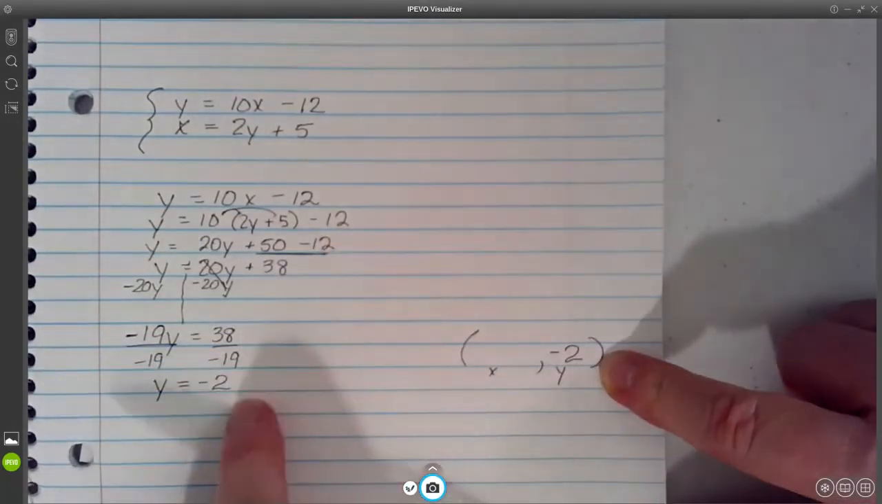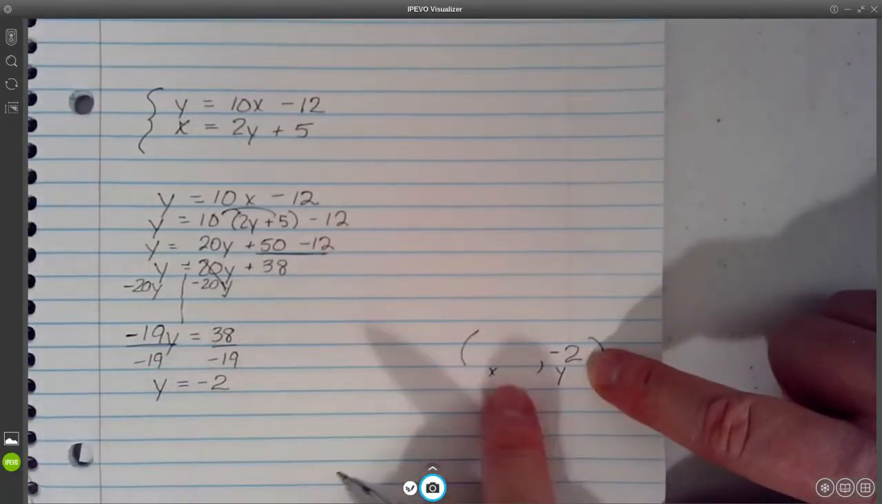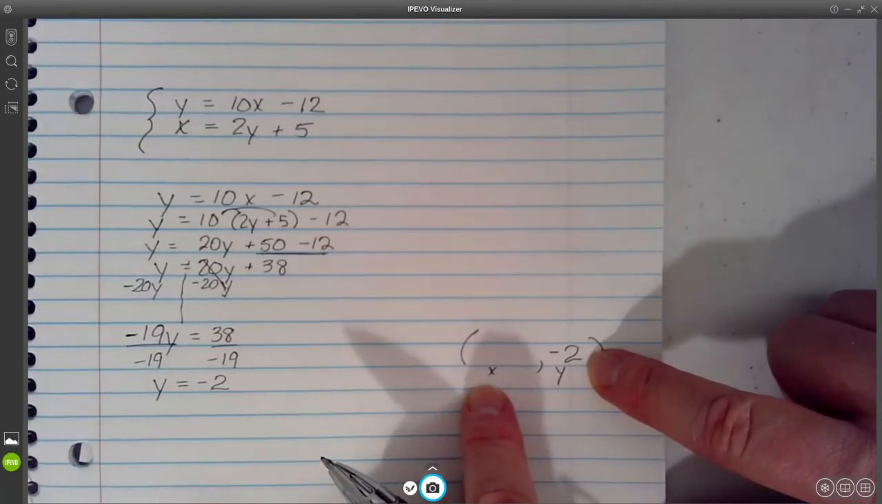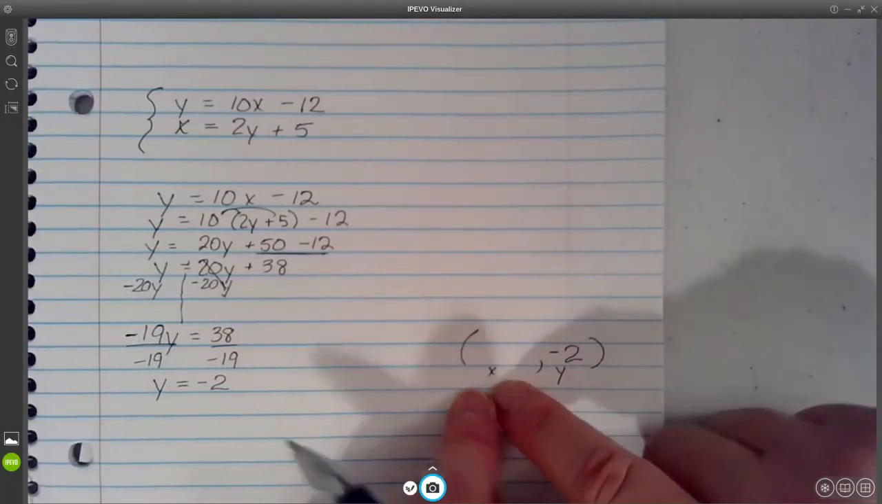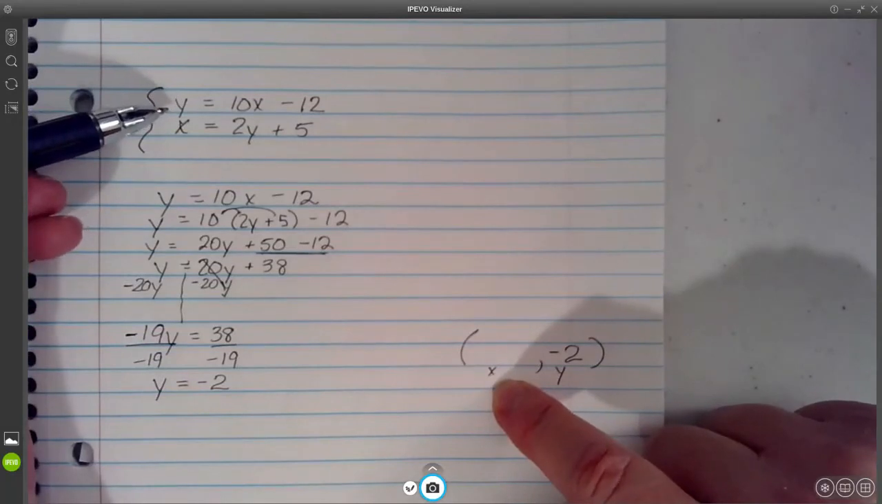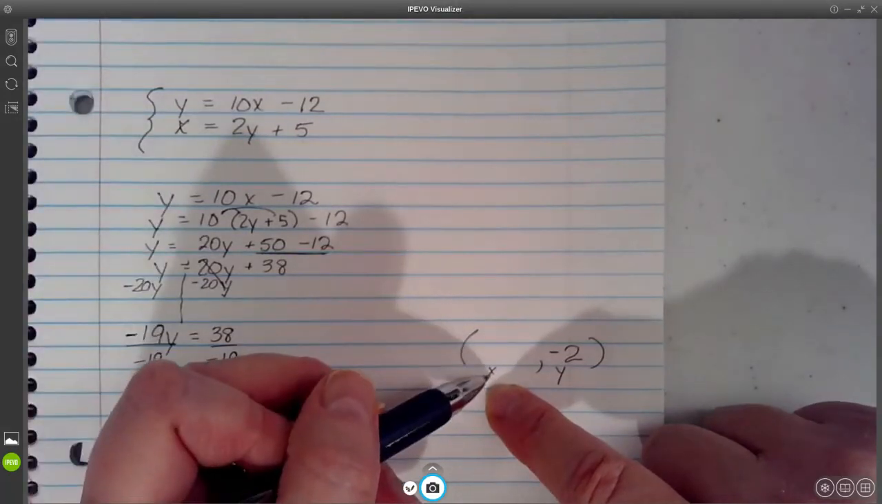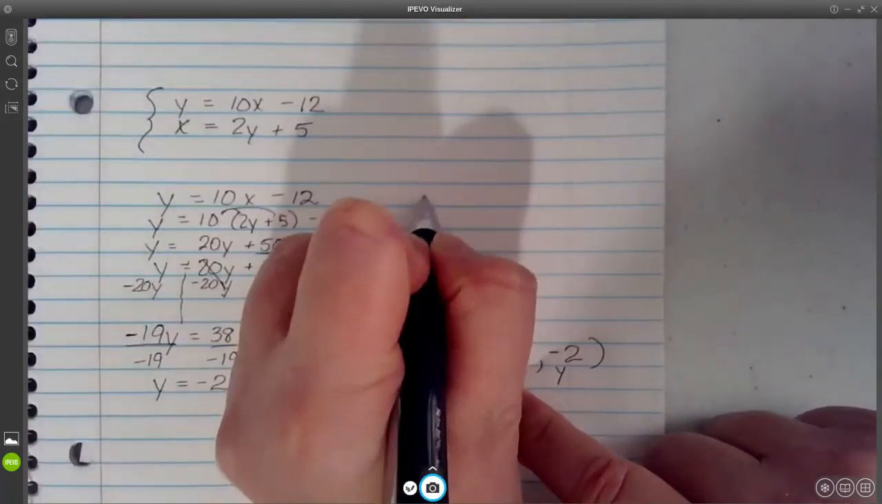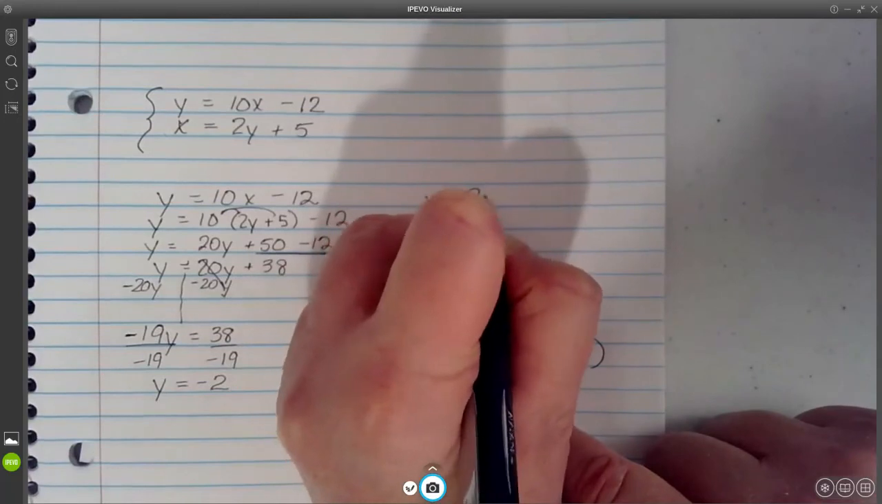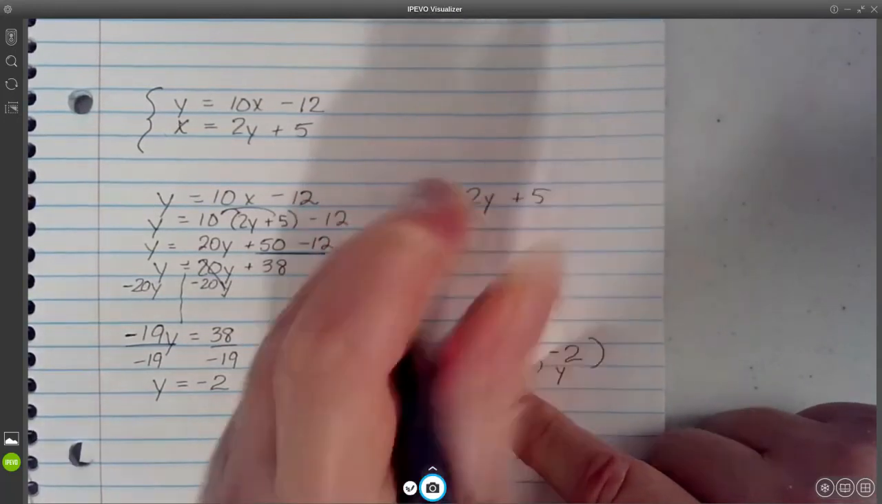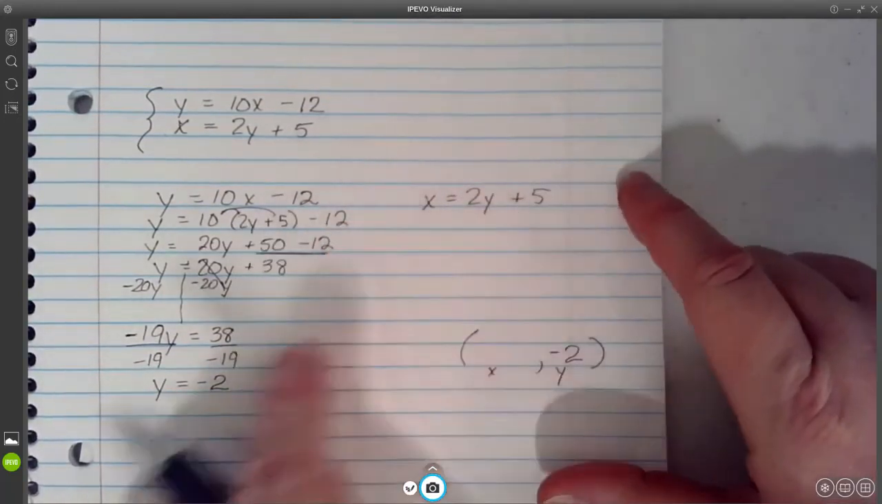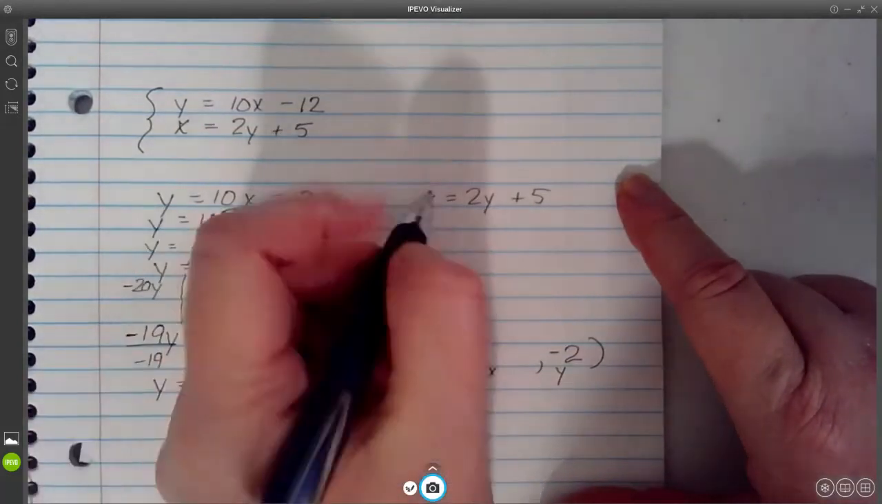I just did a lot of work, but I'm not done. I still have to figure out what x equals. Now, throughout this video, I've been taking the top problem and substituting in. But on this one, I'm going to substitute in the bottom problem because I'm looking for x, and this bottom problem says x equals 2y plus 5. Do I have something I can substitute for y? Yes, I just got negative 2.